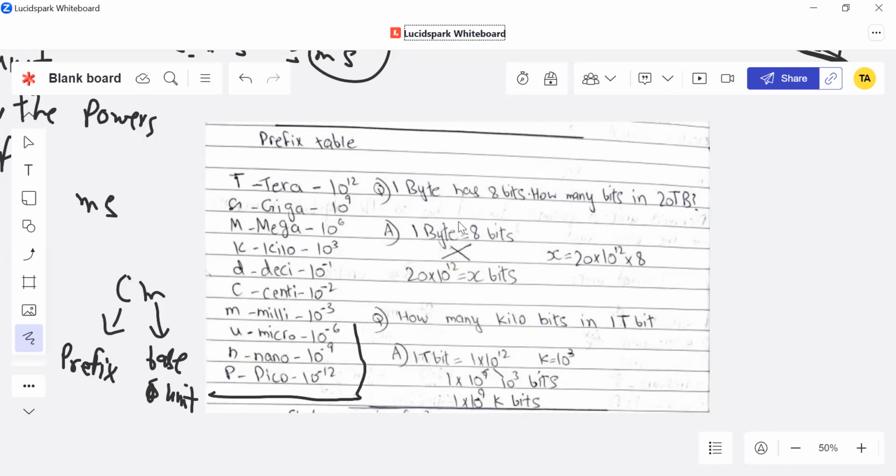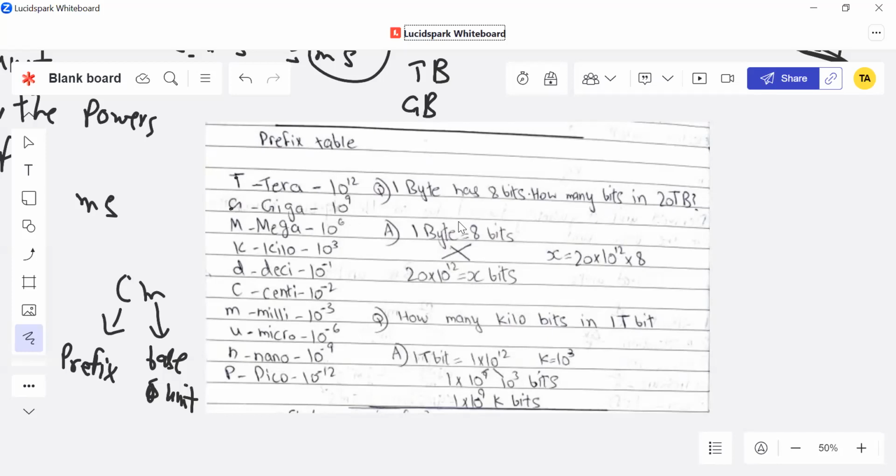Just memorize this table. It will help you a lot. And I'll explain how you'll solve the questions. So tera, capital T, is 10 raised to power 12. This is the biggest prefix that you'll find. Terabyte is very big. So tera is the biggest prefix. Gigabyte comes after terabyte. GB is big, but TB in storage is much bigger. So tera is 10 raised to power 12. Giga is 10 raised to power 9.